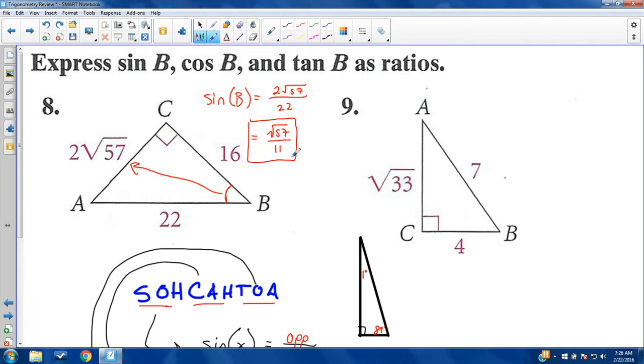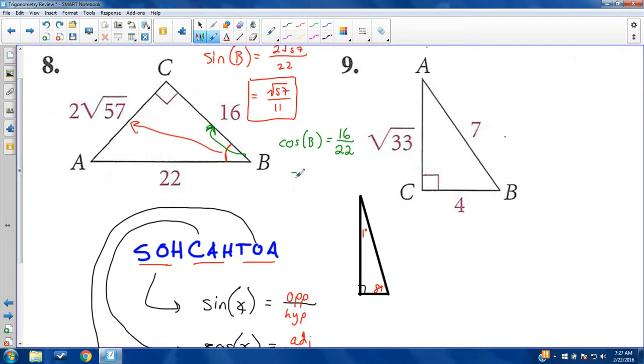Okay, cosine of b, and clearly you can see I'm running out of room here, so just try and follow along with everything I do. Cosine of b takes the leg adjacent right here, divided by the hypotenuse. CAH, adjacent over hypotenuse. So that's 16 divided by the hypotenuse, which is 22. 16 over 22, when you divide by 2, reduces to 8 over 11, and I do believe that's as good as you can make that, and there's your ratio.